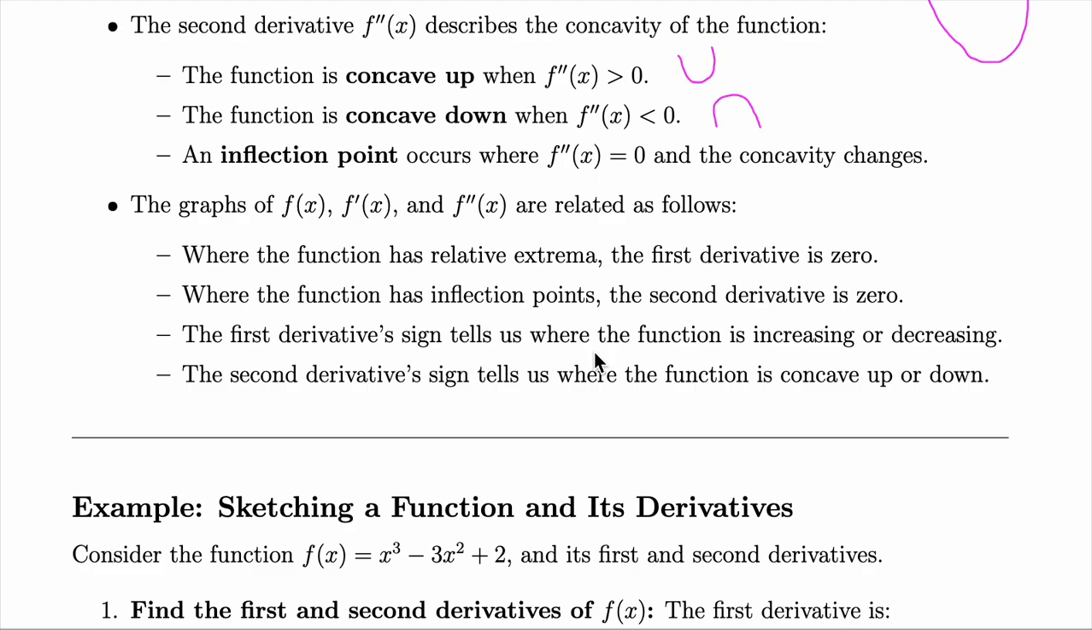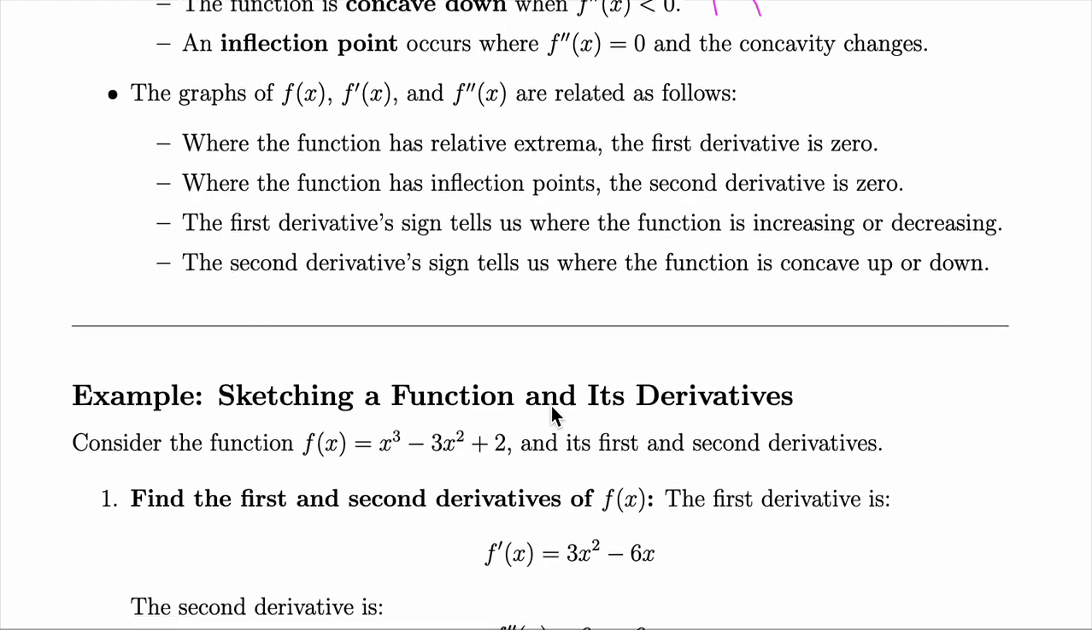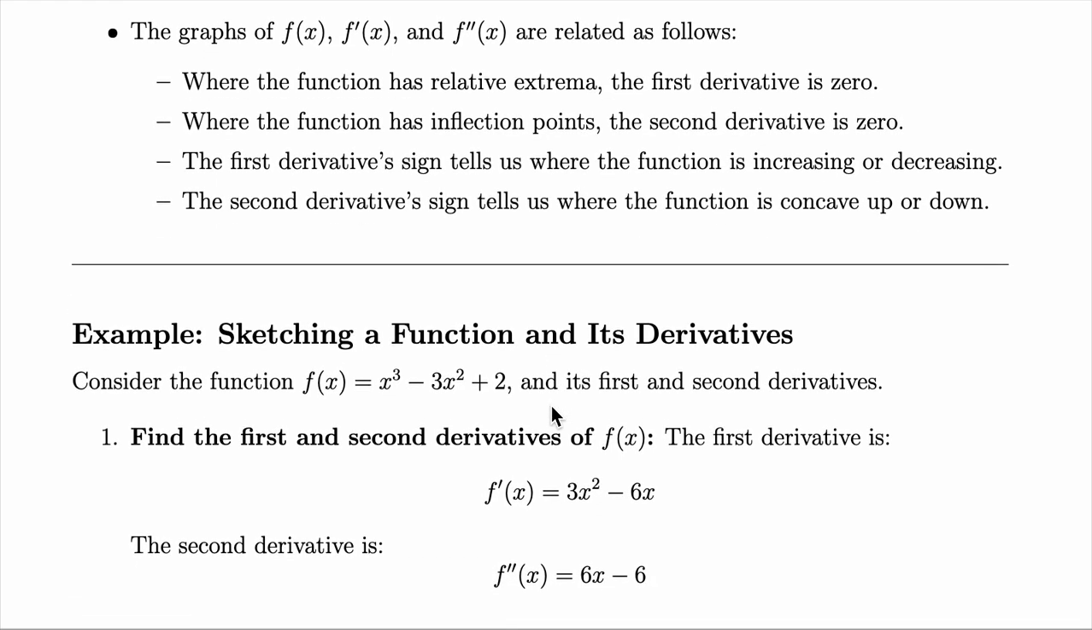Okay, so moving on. Now, if we need to relate the graphs of a function, its first derivative and its second derivative, these 4 points may be helpful. So when the function has relative extrema, meaning a local max or local min, those are going to occur at critical points where the first derivative is 0. Where the function has inflection points, the second derivative is 0, and that's where the concavity changes.